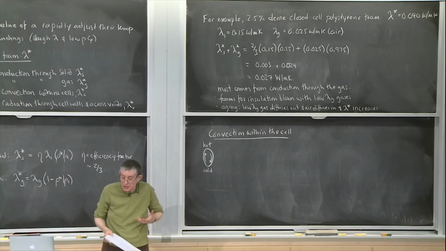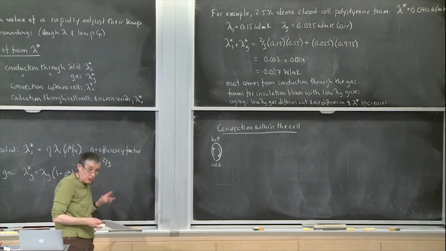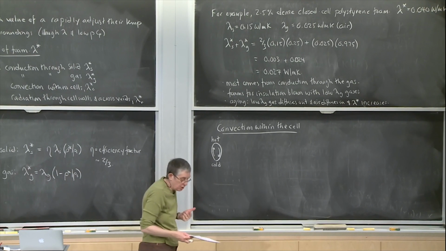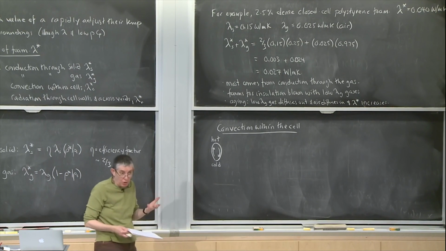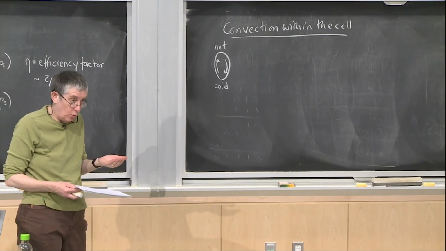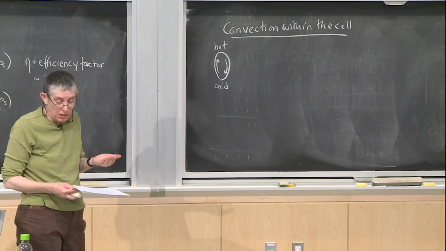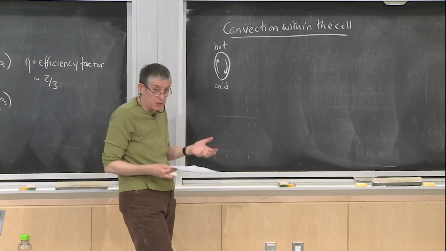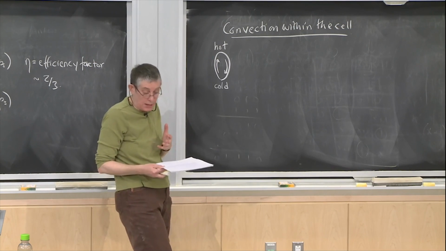And because of the density changes, you get a buoyancy force in the air. So that's driving the convection. But you also have a viscous drag. So the air is moving past the wall of the foam, and there's going to be some viscous drag associated with that. And how much convection you get depends on the balance between this buoyancy force and the viscous drag.